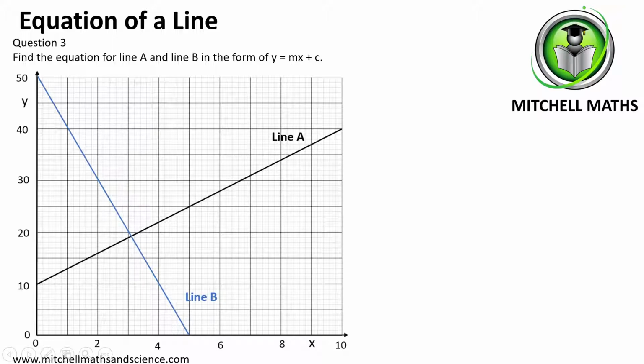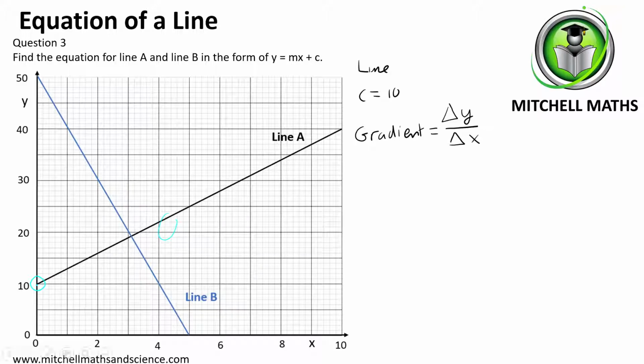I'm going to find the equation of line A first. I know what part c is because I can see where it passes the y-intercept here. So the c for line A will equal 10. And to find the gradient, well, the gradient is the change in y. I'm just going to write a triangle for this. That means change. So change in y over the change in x.